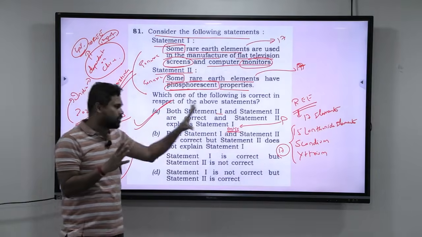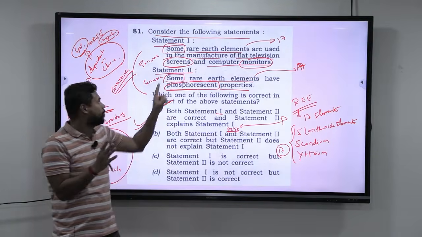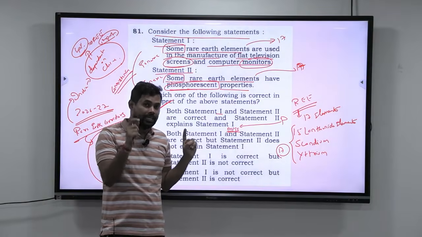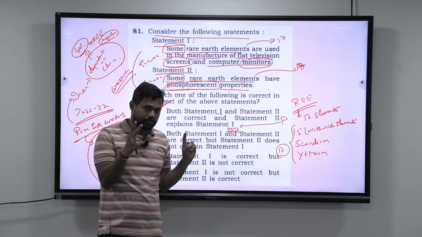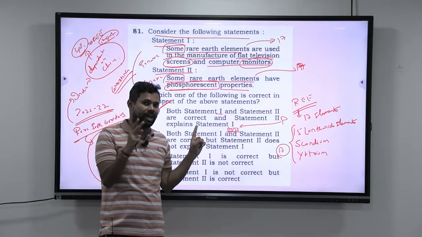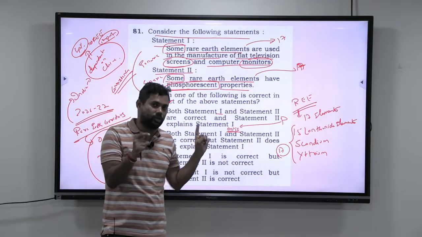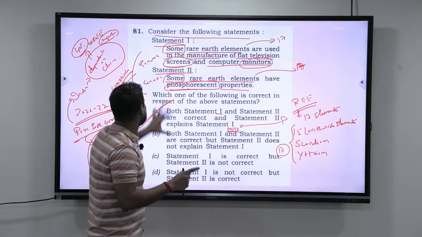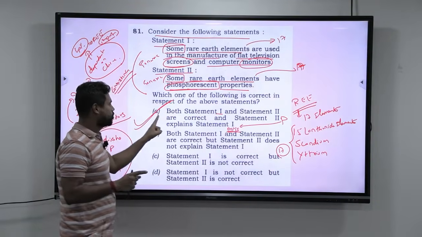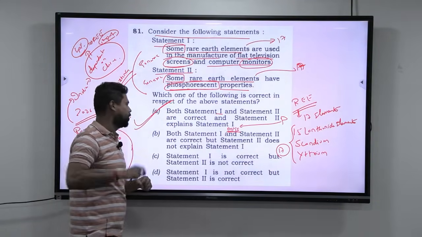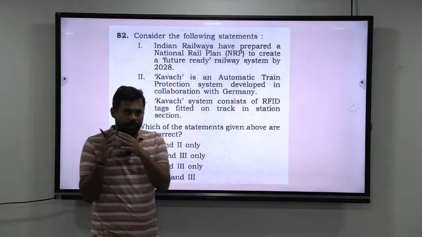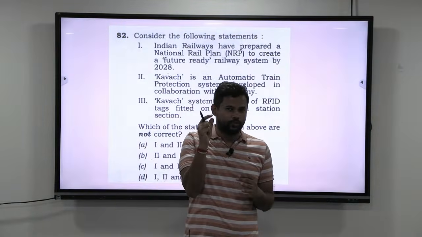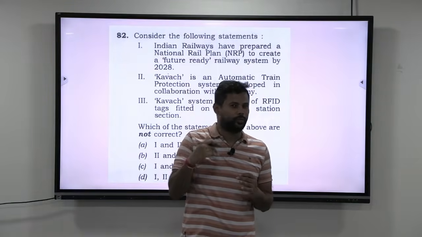But anyways, this is some background that you should have when you come across topics like rare earth elements, because it is a recurring theme. It is important strategically to know. So UPSC can ask, there is a very high probability that UPSC can ask on rare earth elements. Okay. Anyways, so this is about the 81st question. The answer is both statement 1 and statement 2 are correct, and statement 2 explains statement 1. Okay, now if you look at this question, again, if you can apply some observational skills, you'll be able to get the answer.